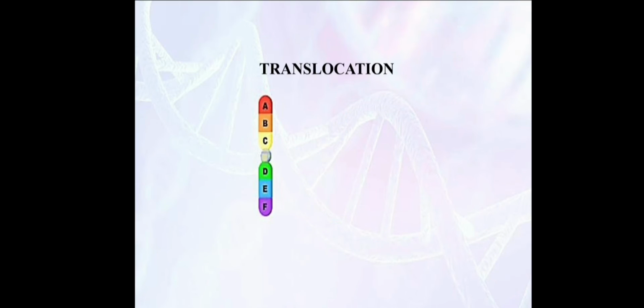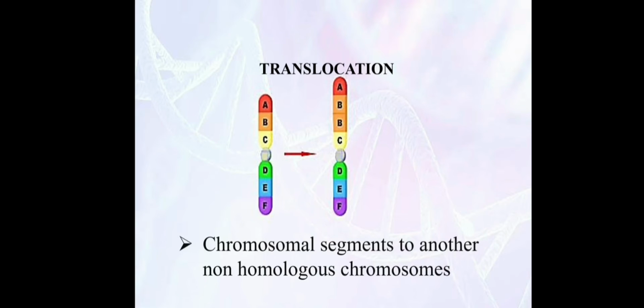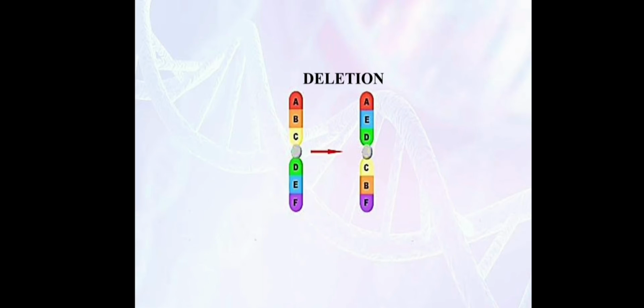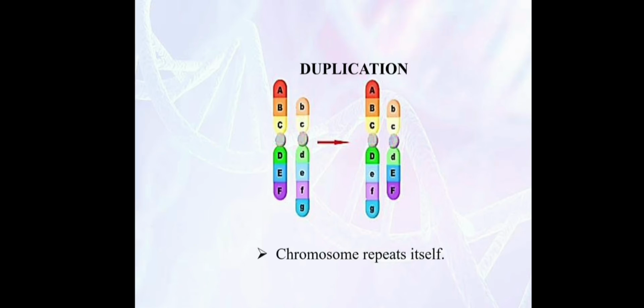Inversion. It occurs when a chromosome segment turns around 180 degrees. For example, hemophilia A. Translocation. It refers to the movement of chromosomal segments to other non-homologous chromosomes, for example, Down syndrome. Deletion. It occurs when a portion of the chromosome breaks off, for example, Turner syndrome. Duplication. When a portion of a chromosome repeats itself, it is duplication. For example, Pallister-Killian syndrome.